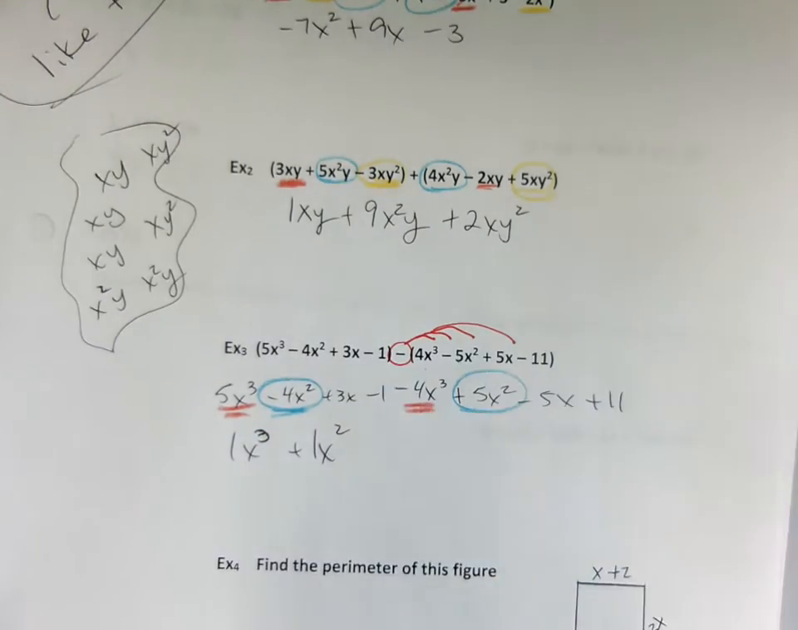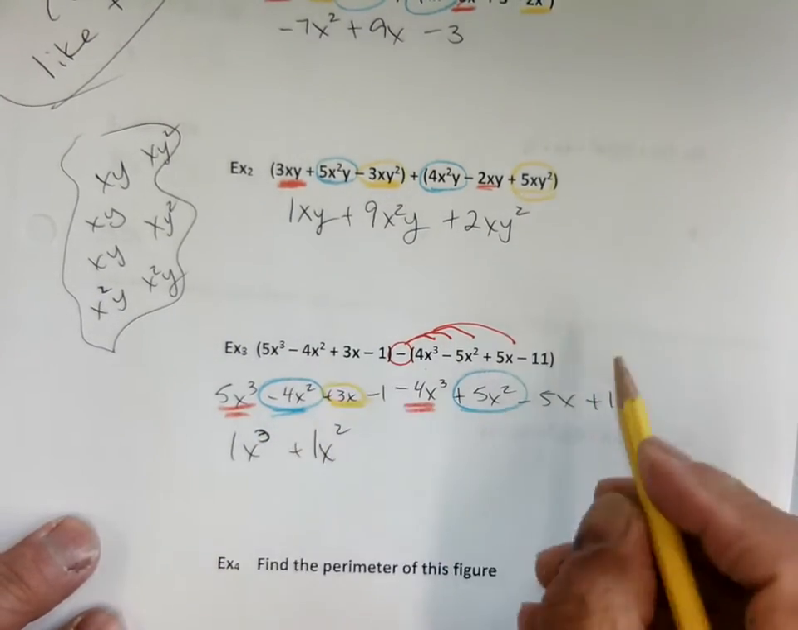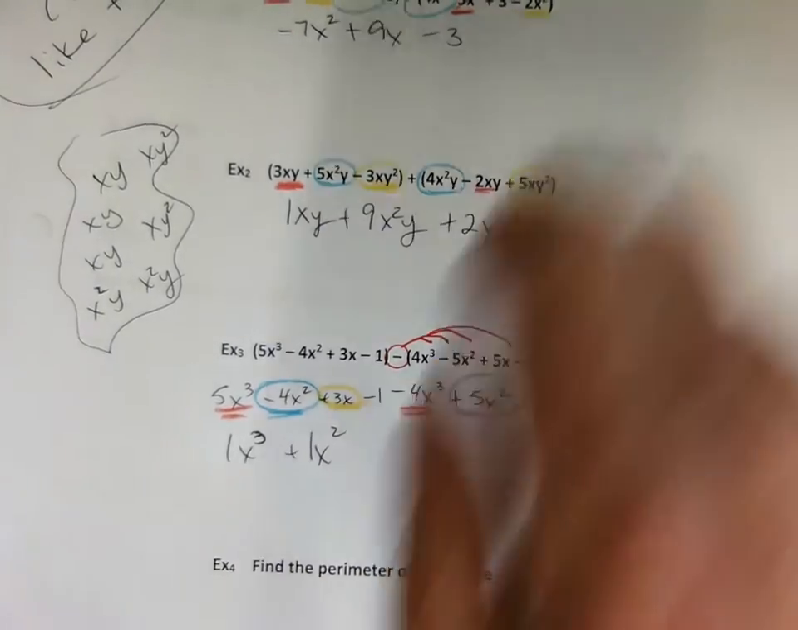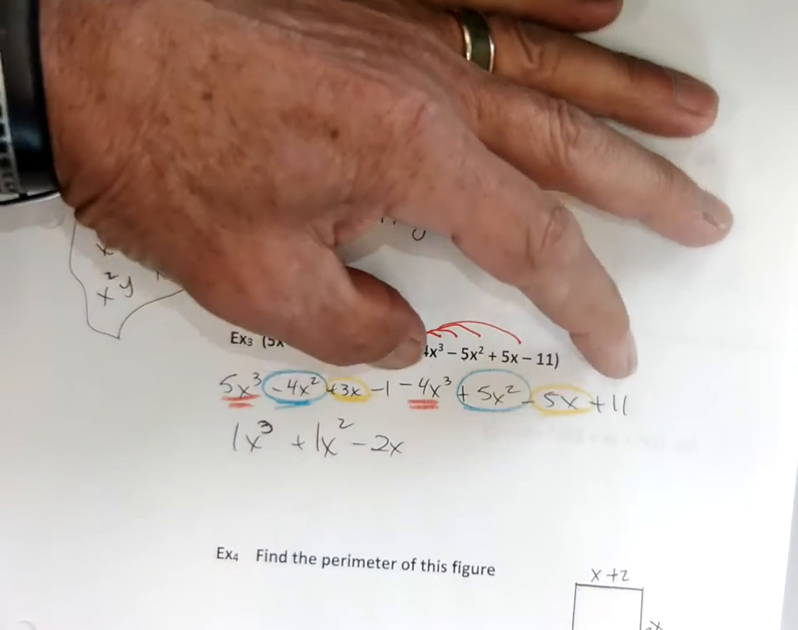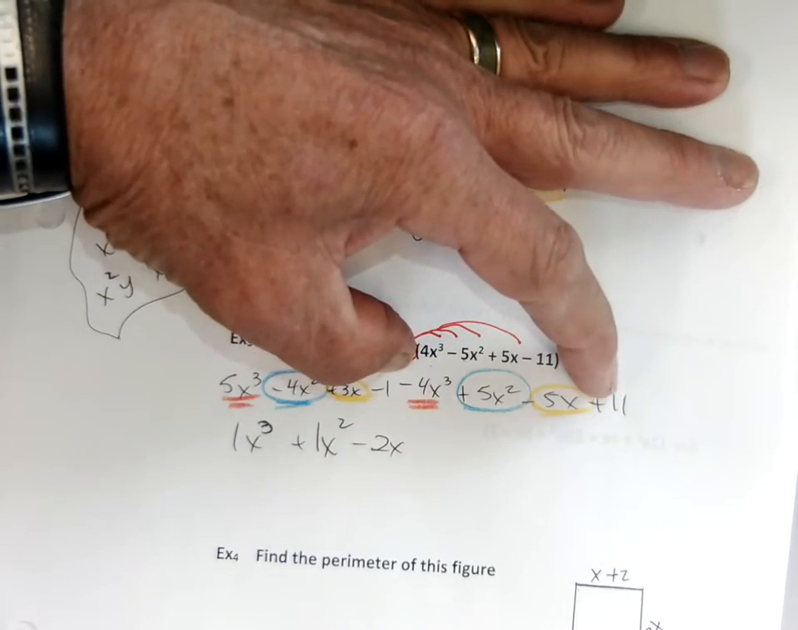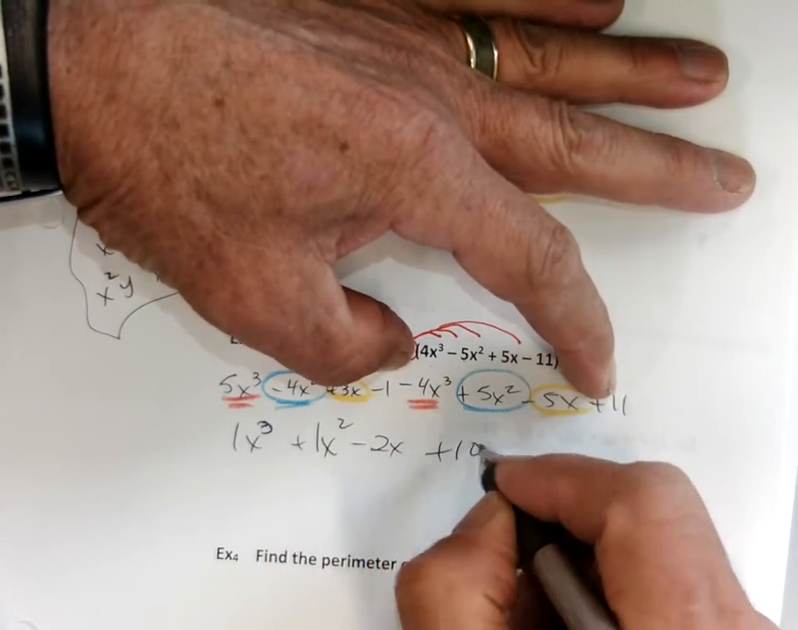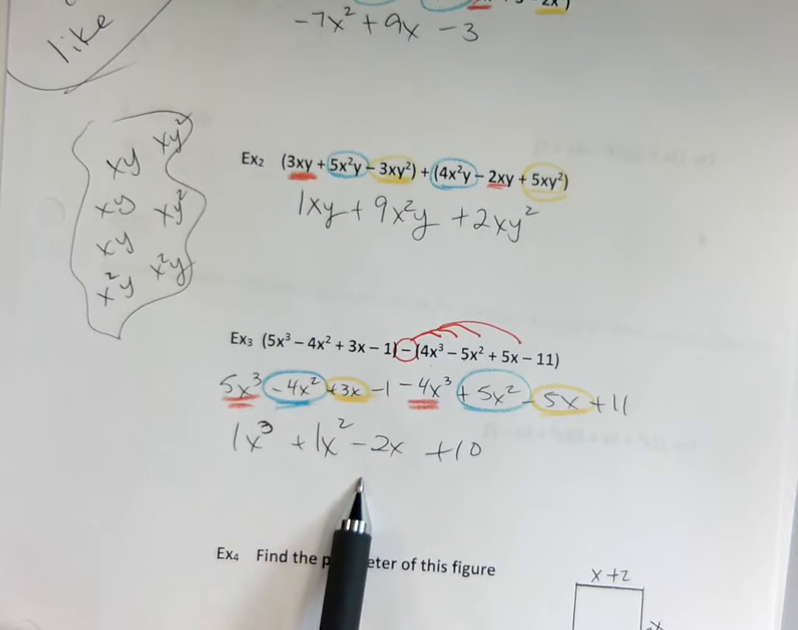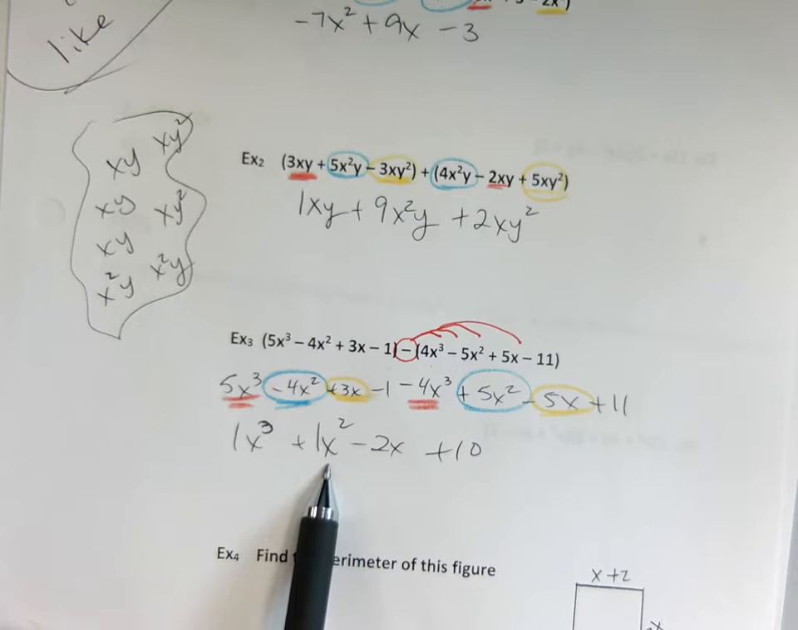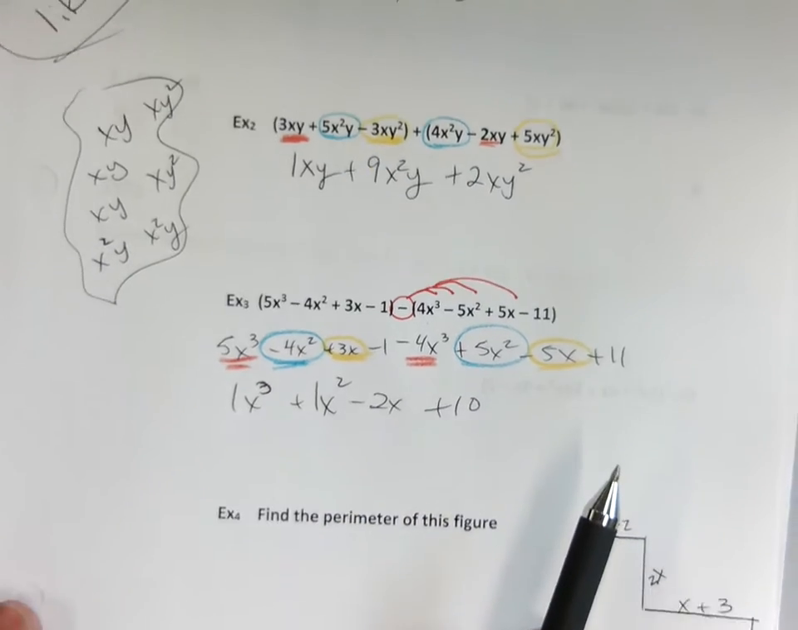I have a 3x with a negative 5x, so I can combine those and make that a negative 2x. And then finally, the numbers, negative 1 plus 11 is just a plus 10. And then that's all I can do because these are different. You can't put cubes with squares, and they're just different, so you can't add them, okay?